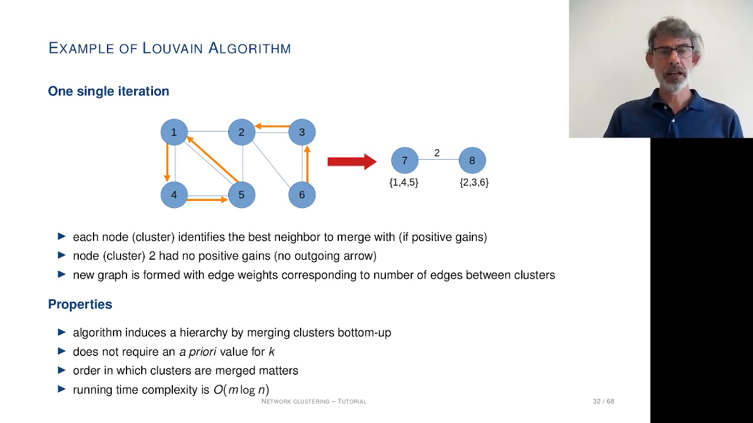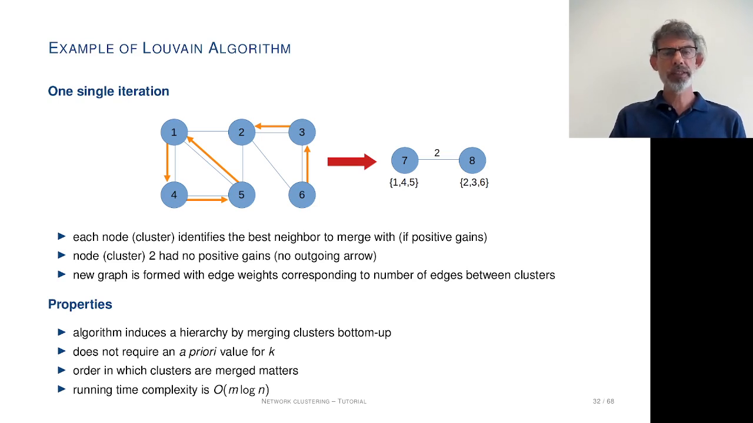So here's our graph that we are using, and note that for every node we compute the delta modularity between the node and its neighbors, and each node identifies the neighbor to merge with, the neighbor that has the largest increase in the modularity. That's what the orange arrows are doing. They're pointing to the node with which I should be clustered. Note that node 2 has no positive gains, and that's why it has no outgoing edge.